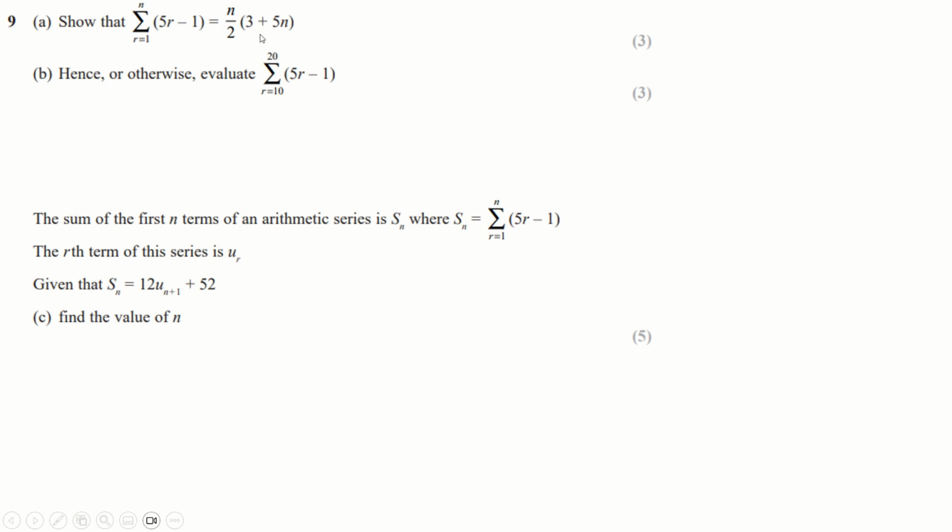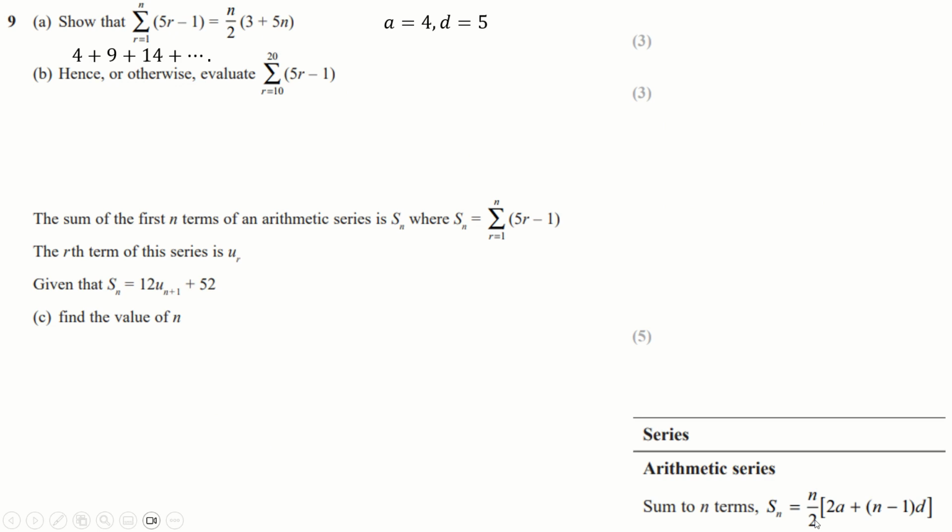Anyway, show that this thing is this. So this is a sequence where, when r is 1, the first term is 4, and when r is 2, you get 5 times 2 is 10 minus 1 is 9. So it's 4 plus 9 plus 14, and so on. So this is an arithmetic series. First term 4, so a is 4, difference of 5. We can just use this formula here. So the sum of n terms, just put n over 2 times 2 times 4 is 8, and then d is 5. Simplify that up, and you end up with this, which is what they wanted.